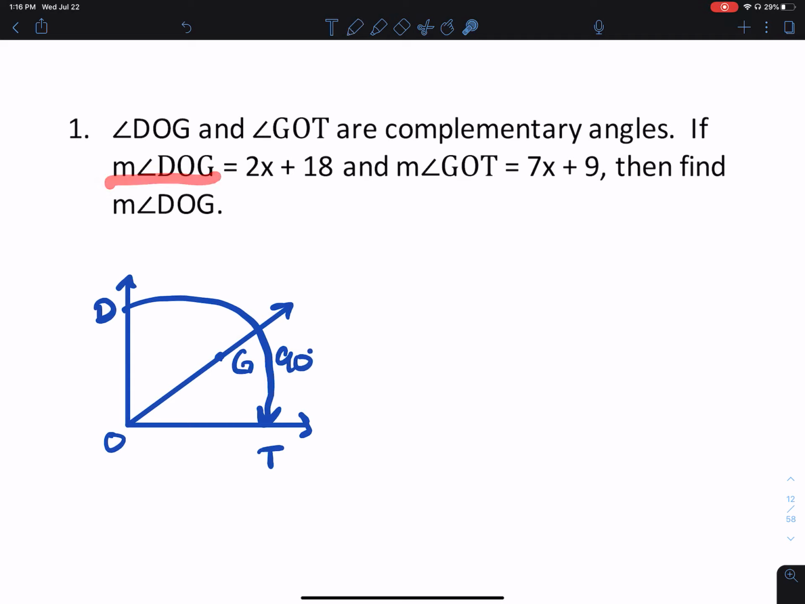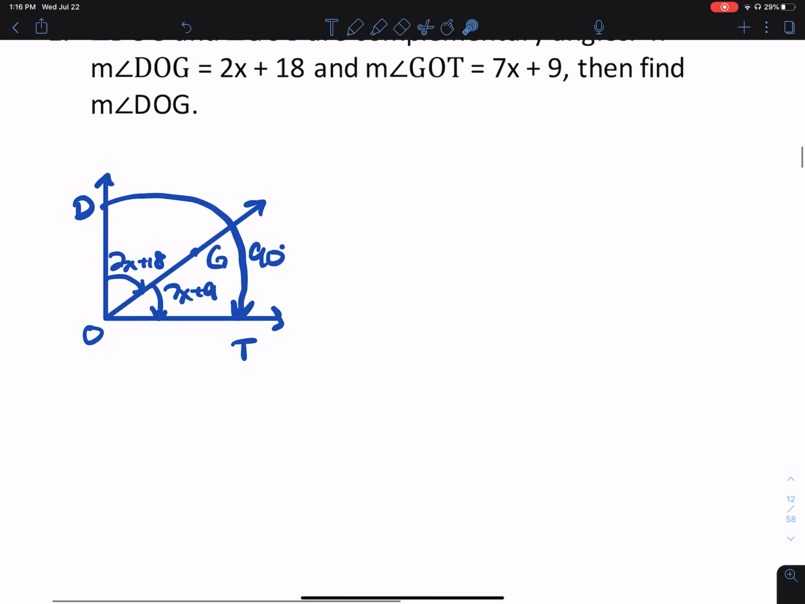Measure of angle DOG was 2x plus 18. Measure of angle GOT, 7x plus 9. Find the measure of angle DOG. Before you try to find the measure of angle DOG, you need to make an equation. We drew this picture first.